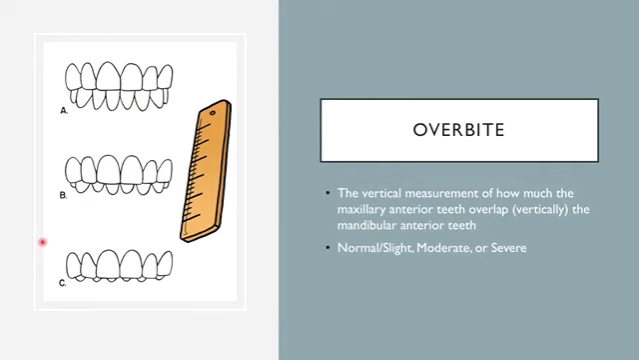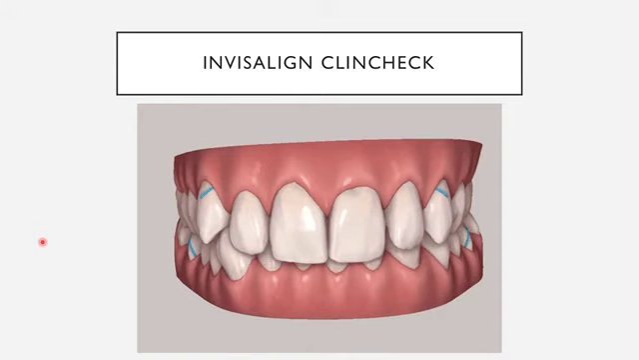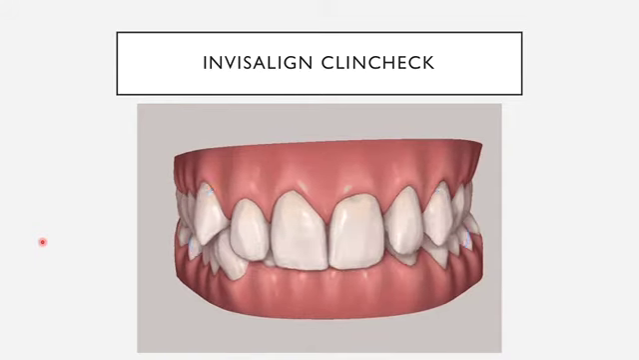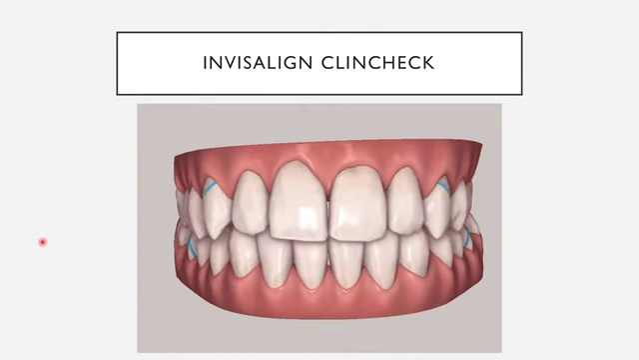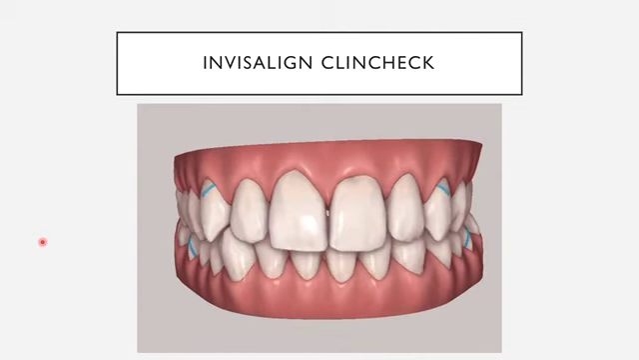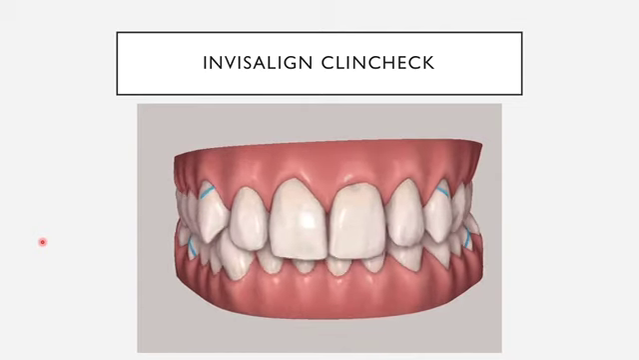In the images on the left, you can see that A is classified as normal or slight, B is moderate, and C is obviously very severe because those maxillary anterior teeth are completely covering the mandibular anterior teeth, causing this to be a severe case of overbite. And this is another neat Invisalign ClinCheck where we can see a case of severe overbite being corrected with Invisalign.